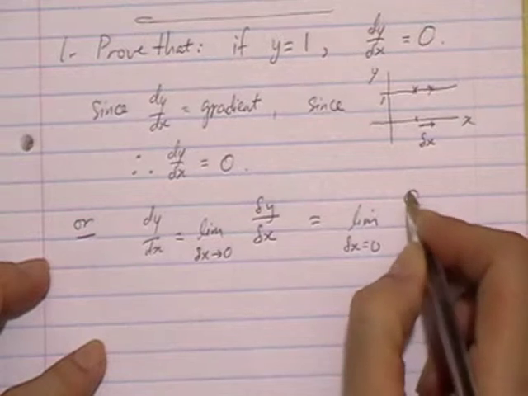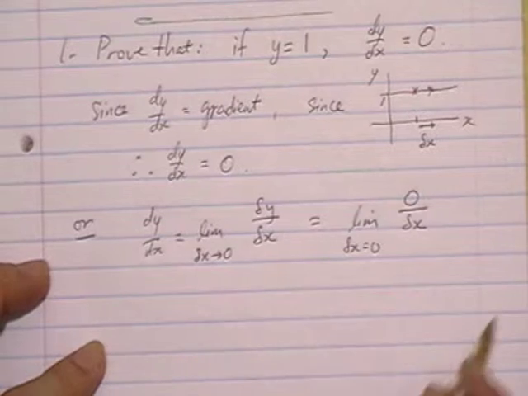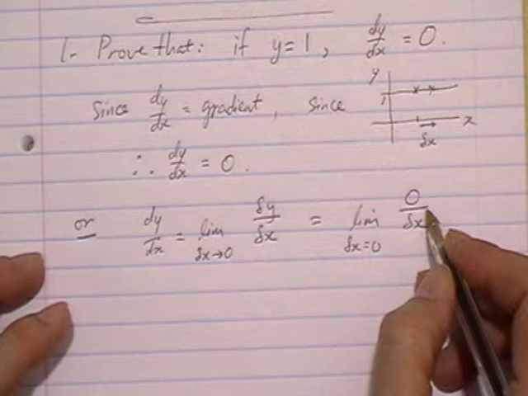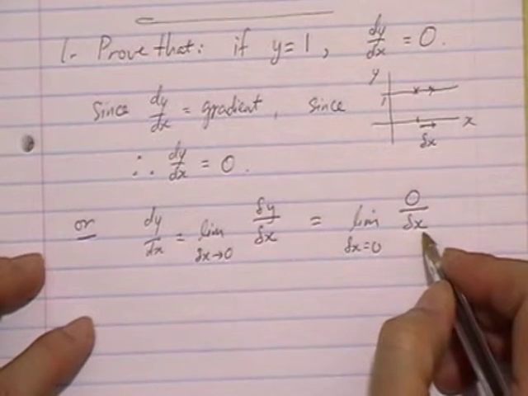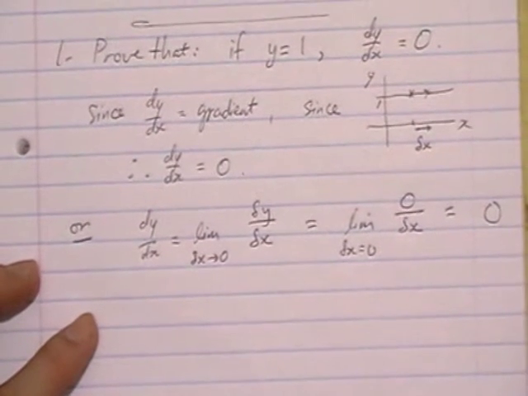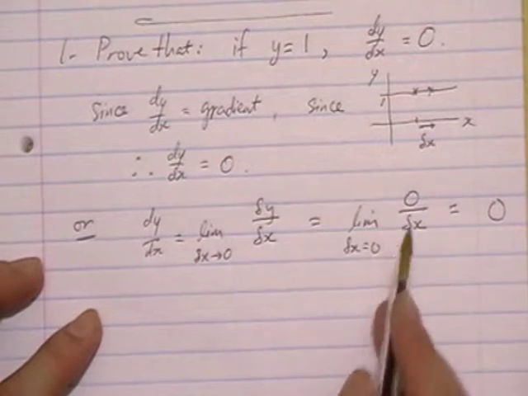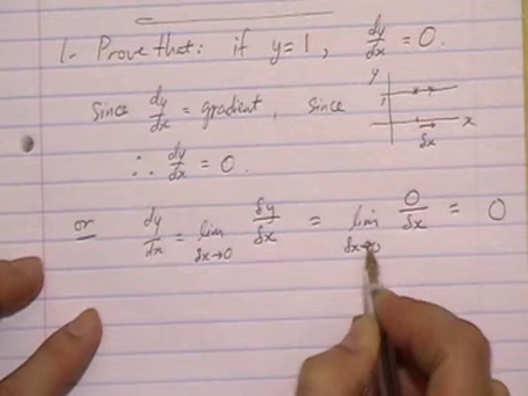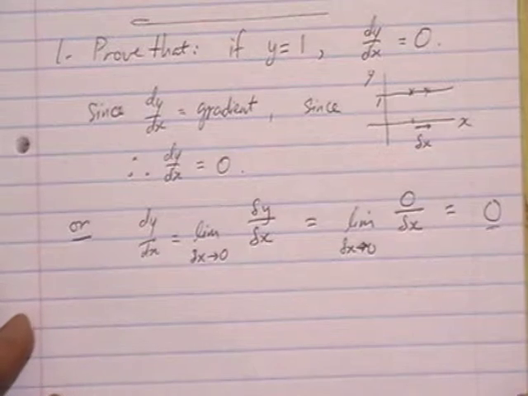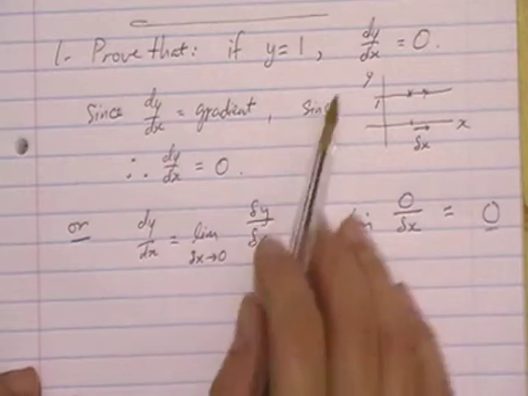So I have delta 0 over delta x. And 0 over delta x is 0, whatever delta x is. So therefore, the answer is 0. Alright, it's already 0 before I let delta x go to 0. So when I then let delta x go to 0, it makes no difference, still 0. So that's my more rigorous way to prove this.